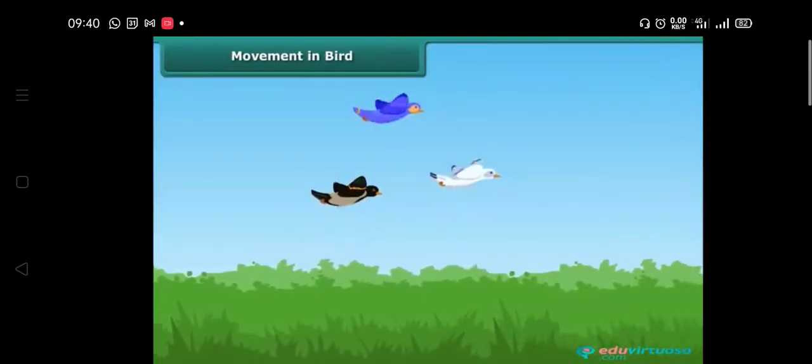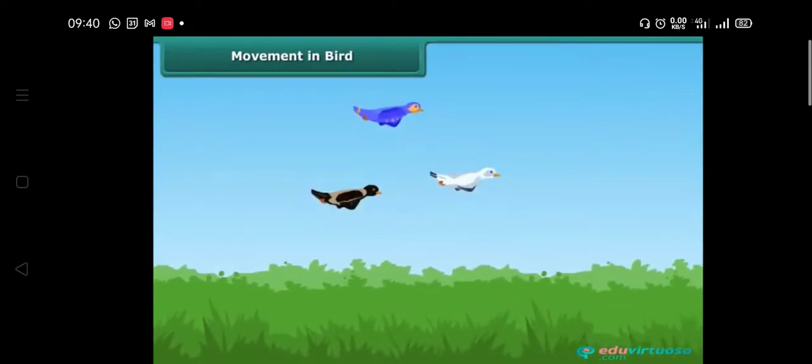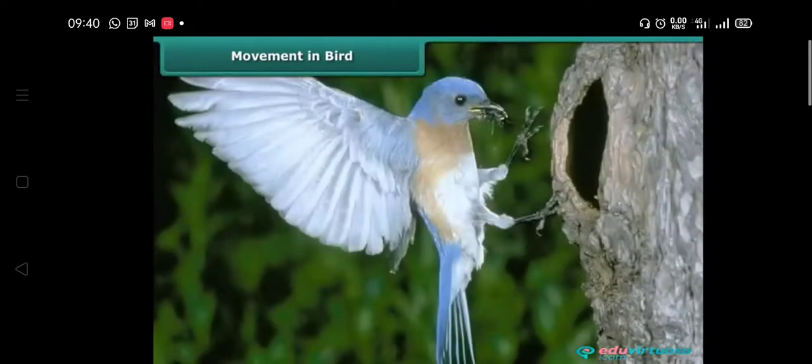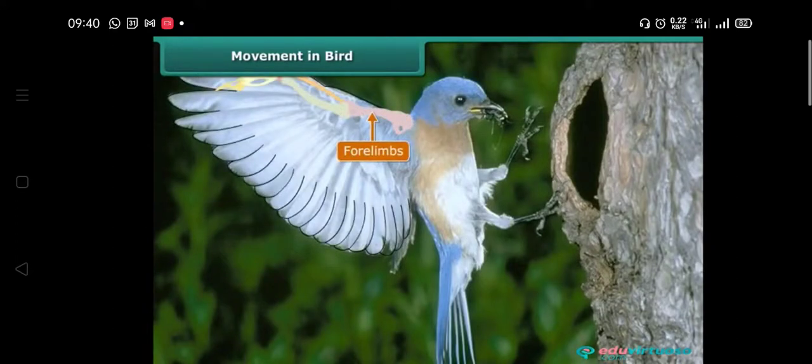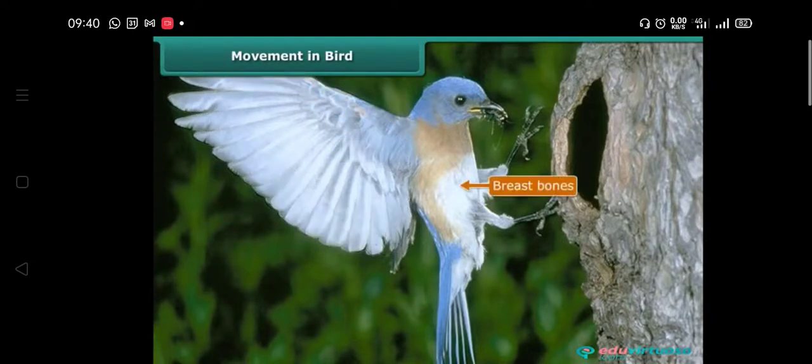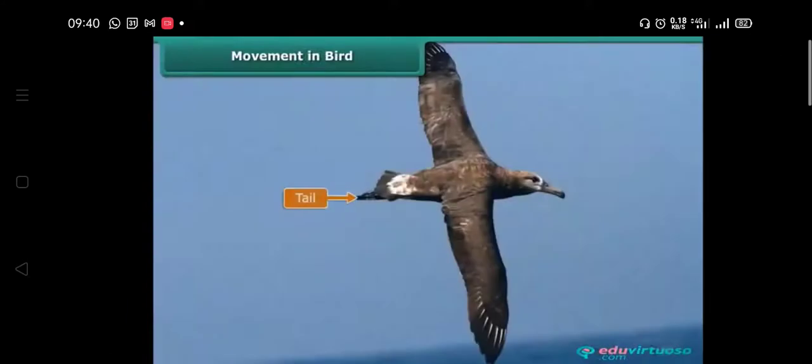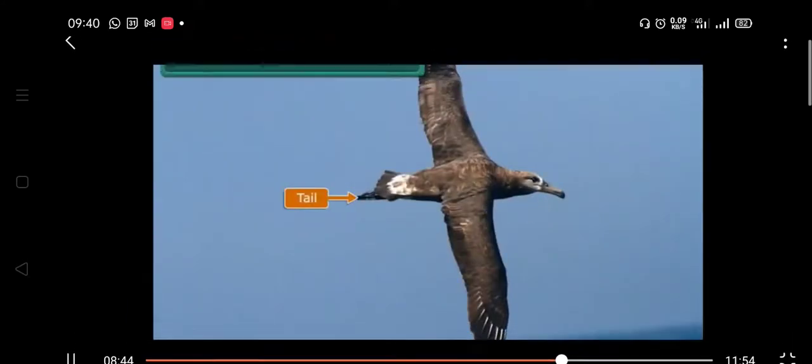Movement in bird. A bird has a body best suited for flying. Its wings are actually modified forelimbs. Birds can fly easily with the help of these bony forelimbs. Birds have light and hollow bones. The breast bones hold the muscles of flight that help them to flutter their wings. The tail controls the direction of flight.